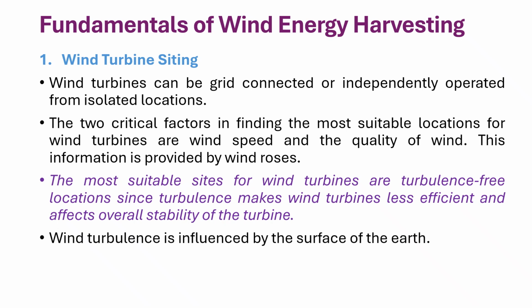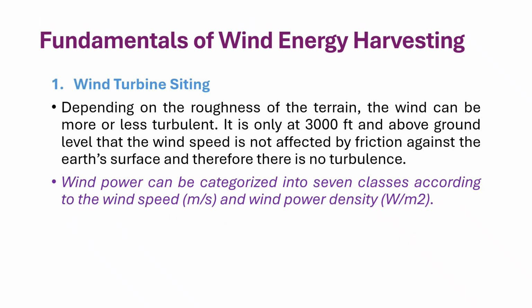The most suitable sites for wind turbines are turbulence-free locations because turbulence makes the wind turbines less efficient and also affects the overall stability of the turbine. So the wind turbulence is influenced by the surface of the earth. So depending on the roughness of the terrain or the place, the wind can be more or less turbulent. So it is about 3000 feet and above ground level that the wind is not affected by the friction against the earth surface and therefore there is no turbulence at all at that particular place.